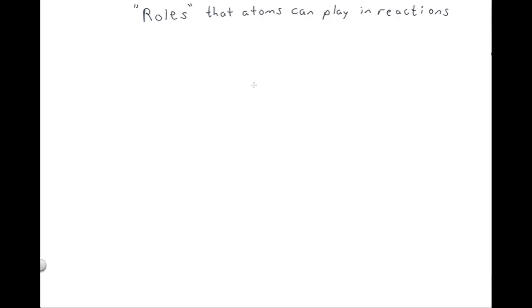Now, if an atom is going to participate in a reaction, you want to predict what role it will play in the reaction. What would be an example of a role that an atom can play in a reaction? Well, one example of a role is what's called a nucleophile. And that's a term that I hope that you've already encountered in your class. Nucleophile is one of the roles that atoms can play in reactions. Can you think of any other roles that atoms can play in reactions? Well, I hope you thought of the term electrophile.